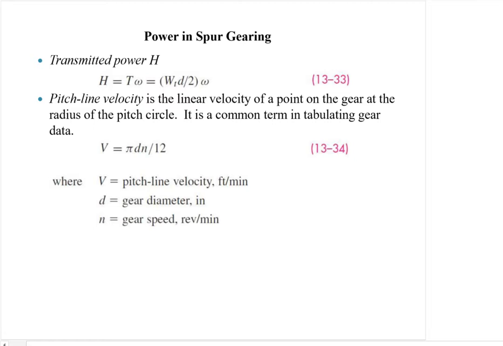Transmitted power is based on the tangential load. So this is fairly important. What kind of power can you expect to be transmitted through? And of course, it's related to the rotational speed. And typically, omegas are in radians per second. That's speed in radians per second. That's the convention.